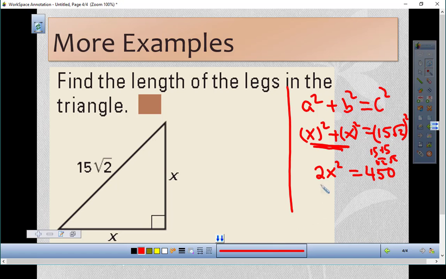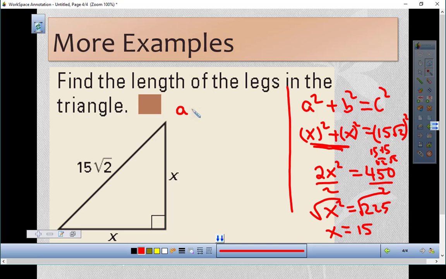Now take a look. What I do then is I divide by 2, divide by 2, and I get x squared is equal to 225. And square root here and square root here, I get x is equal to 15. Okay, that's probably the long way to do it. The advantage of using these formulas is that they always follow the same pattern.